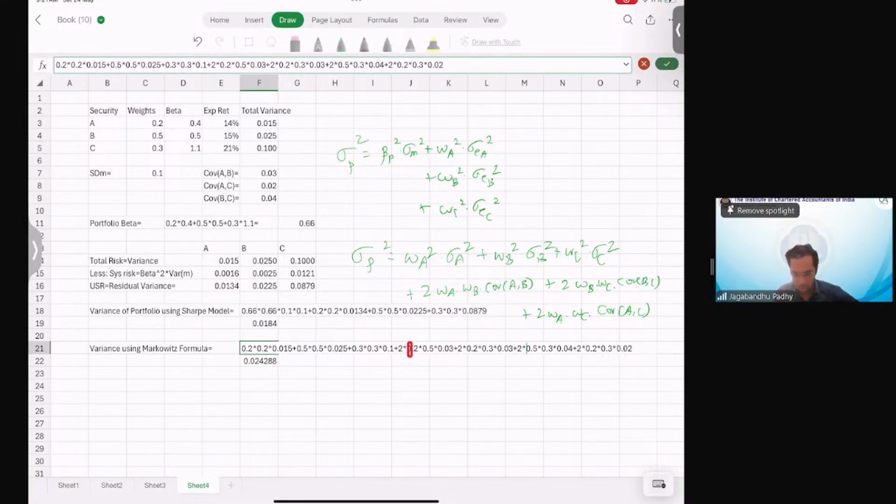So 2 into 0.2 into 0.5 into 0.03, plus 2 into 0.2, 0.3 into 0.02.